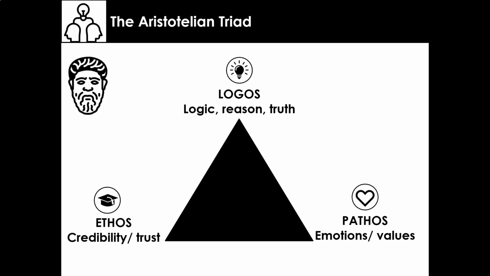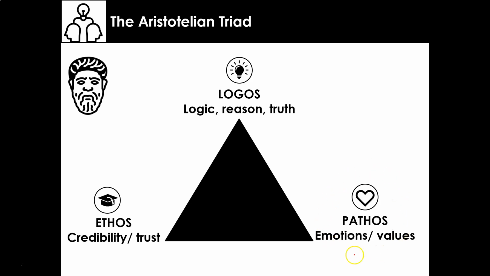Right. So what does the Aristotelian triad look like? Well, it has 3 appeals. We have the idea of logos, meaning logic and reason and truth. So Aristotle thinks that a good argument, a persuasive argument, should be logical. We have ethos. This is about credibility and trust. So Aristotle thinks in order to persuade your audience, they must trust you and think that what you're saying is truthful and credible.